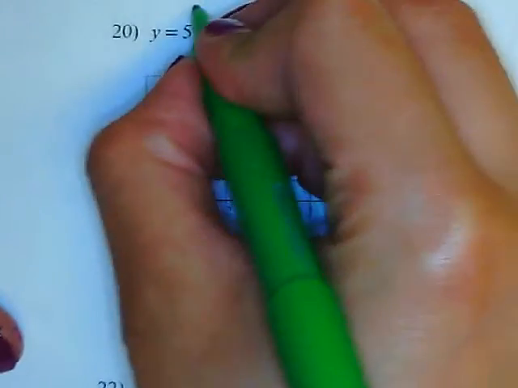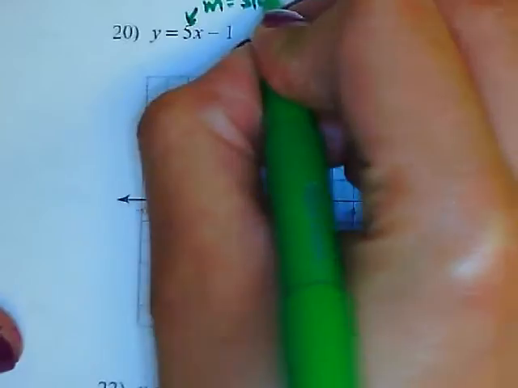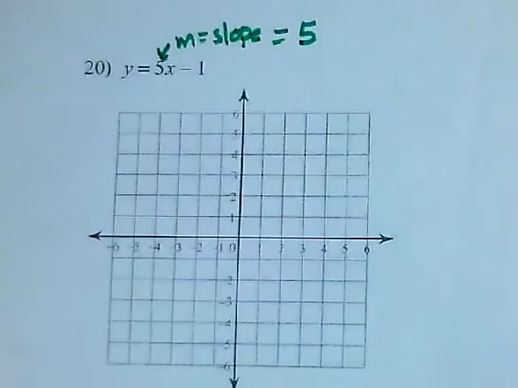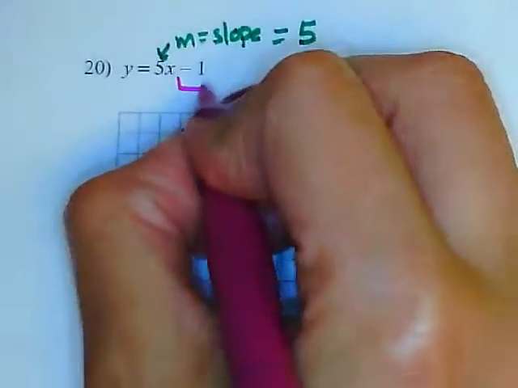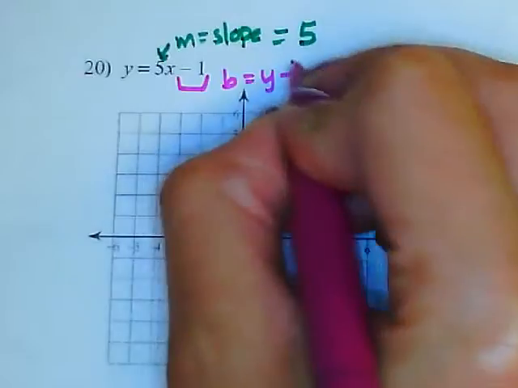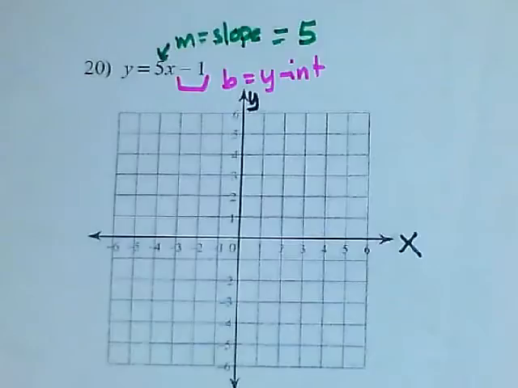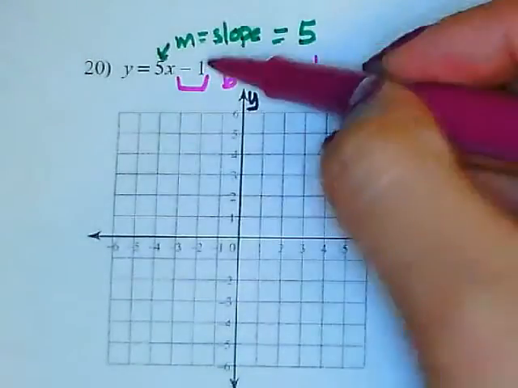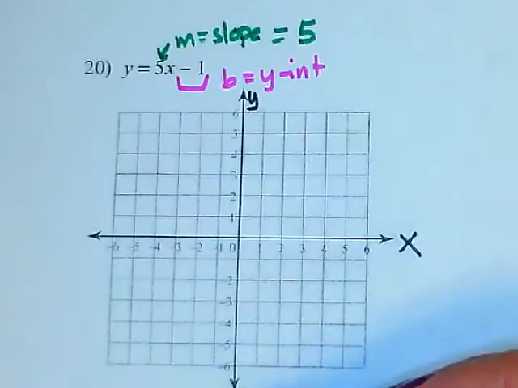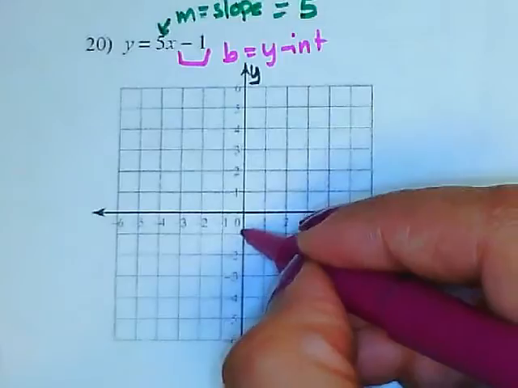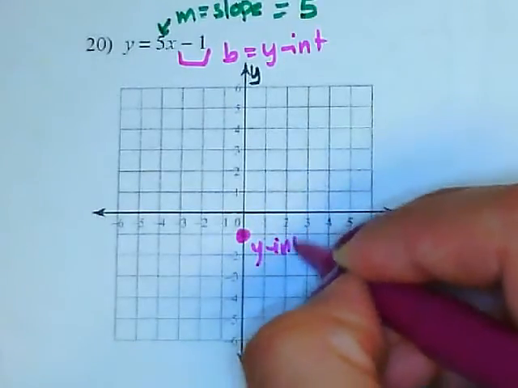So for number 20, remember the coefficient of x, or the number next to the x, that is m, the slope. So the slope equals 5. And the -1 is the b, or the y-intercept. So again, this is my y and this is my x-axis. I'm going to start with my y-intercept of -1. Here's the y. The line will cross at -1 on the y-axis. So I look for -1. It's right here. That's my y-intercept.